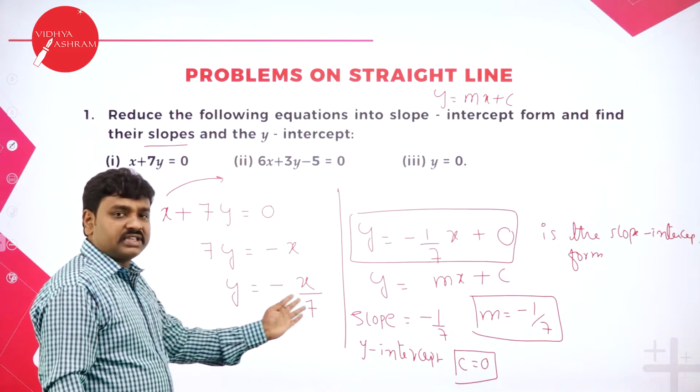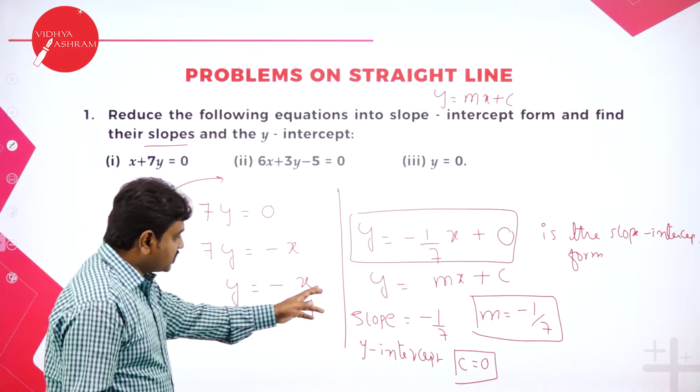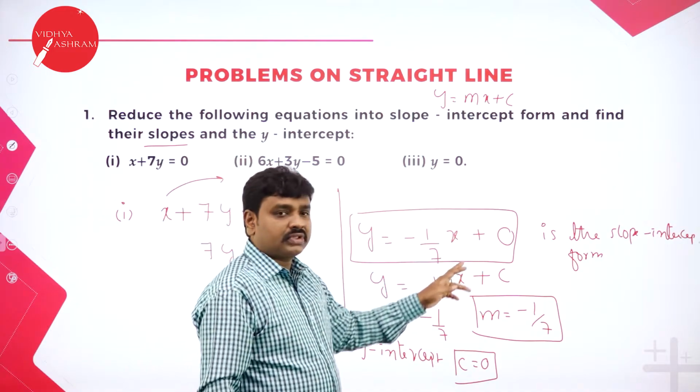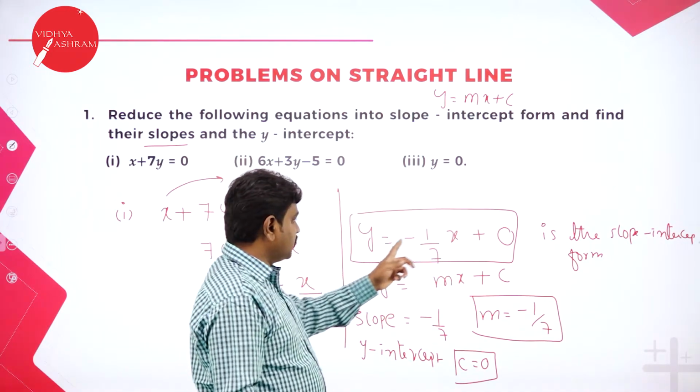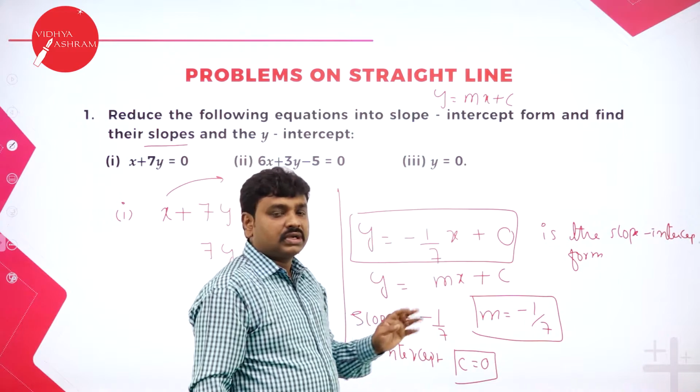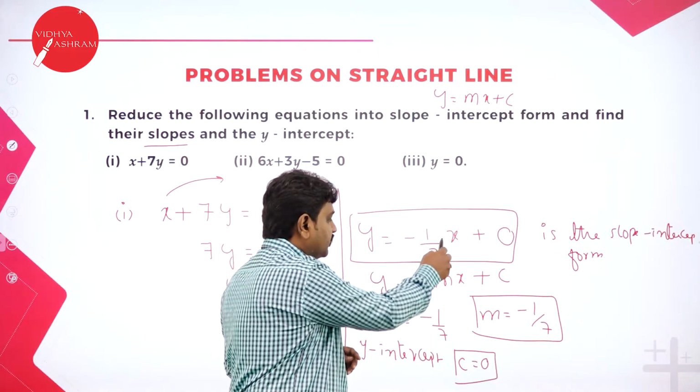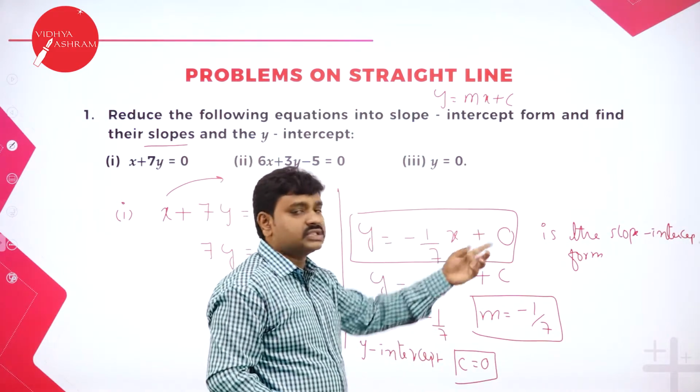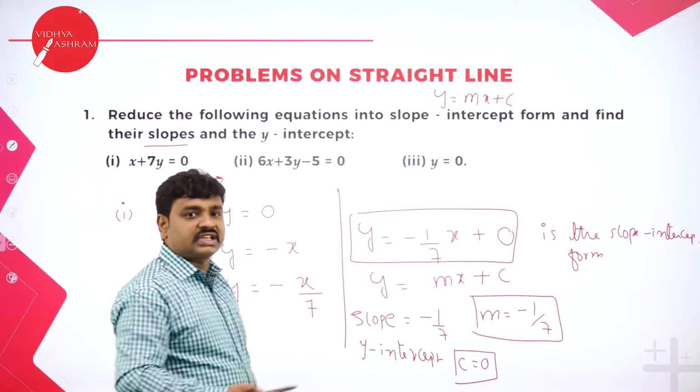So it is in the form y is equal to mx plus c. There is no constant, so can I write plus 0? So instead of minus x by 7, we'll write minus 1 by 7x plus 0. And minus 1 by 7, the coefficient of x, is the slope, and c is 0. That's it. We'll go to the next problem.